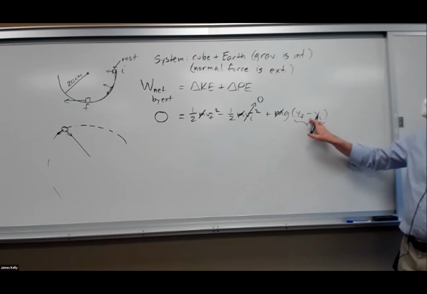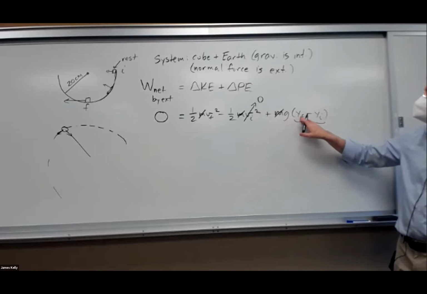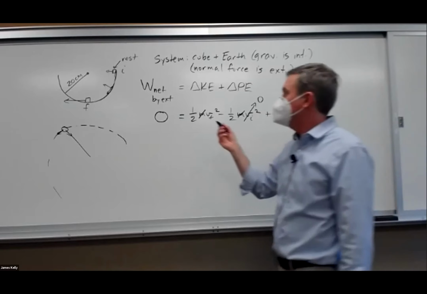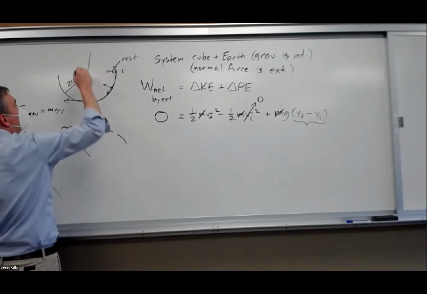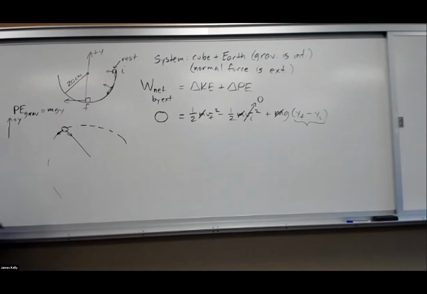Well, let's think about this. We're using mg y final minus mg y initial. So we're using the formula potential energy associated with gravity when one of the objects is near the surface of Earth is mgy, where we always have to take plus y up from Earth. Okay, so if you like, plus y, I could draw it like that. Plus y is up like that. What's the sign of y final minus y initial?